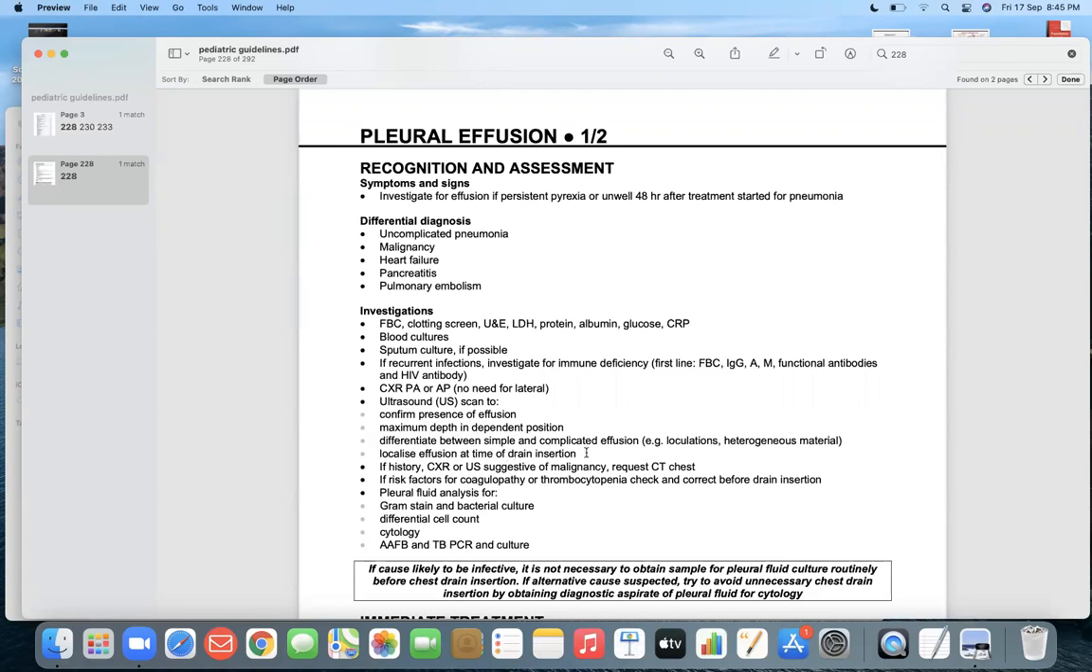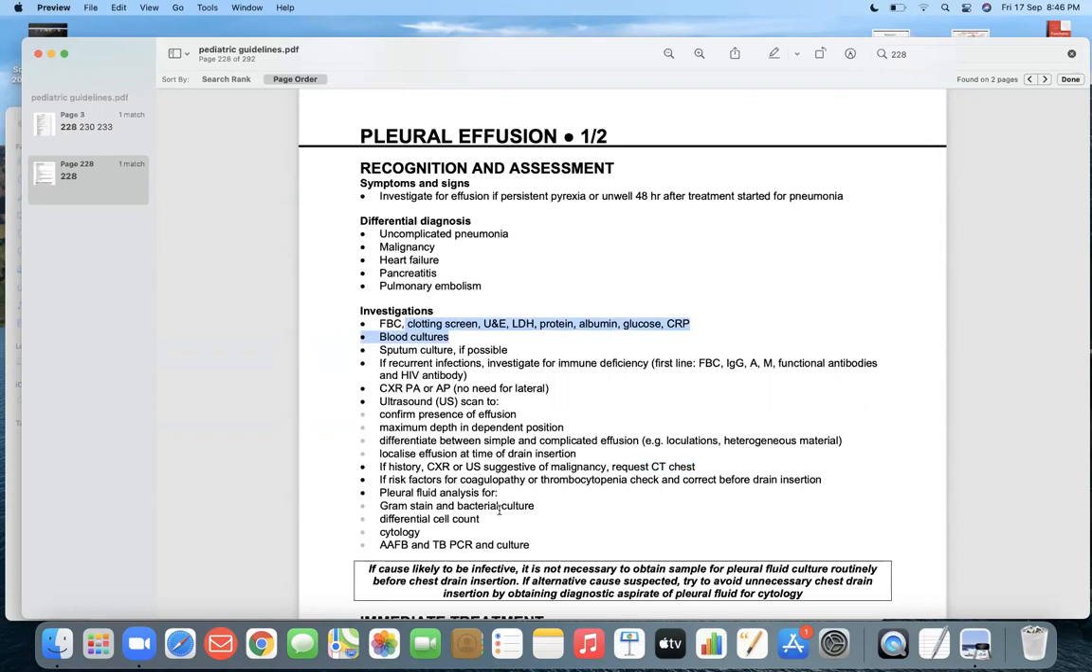Differentiate between simple and complicated effusions, for example loculations, heterogeneous material, localized effusion at time of drain insertion. If history, chest X-ray or ultrasound suggestive of malignancy, request CT chest. So you'll request CT chest only if suggestive of malignancy. If risk factors for coagulopathy or thrombocytopenia, check and correct before drain insertion. So in your list you should also mention the clotting screen.